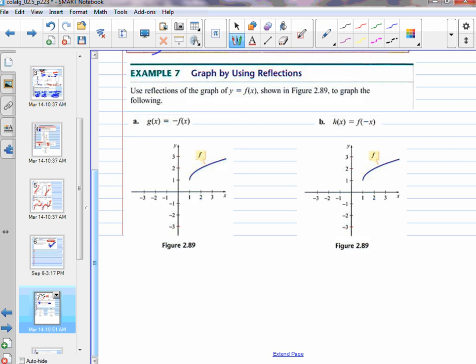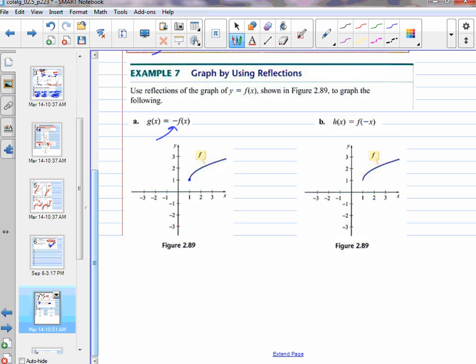So what type of reflection? Here's the original. They want us to graph the new one. What do I need to do? What reflection has happened? Claire, I didn't hear that. What type of reflection? Anybody? I'm not sure I heard it. X-axis. This is a reflection across the x-axis.